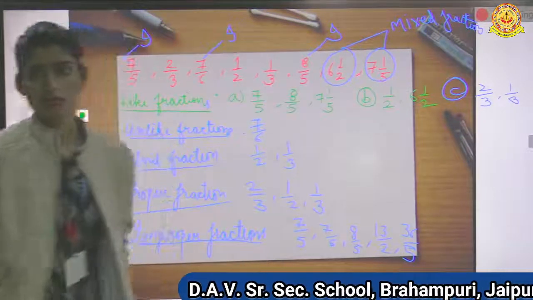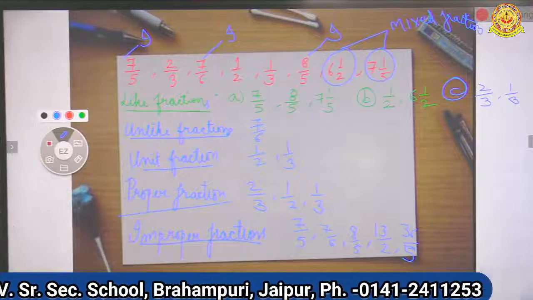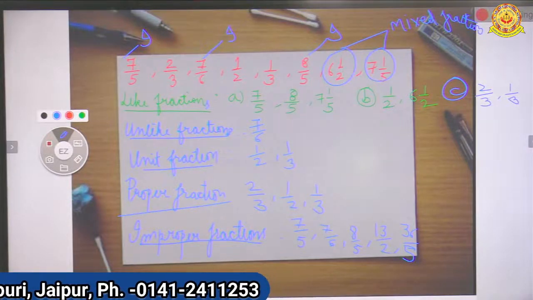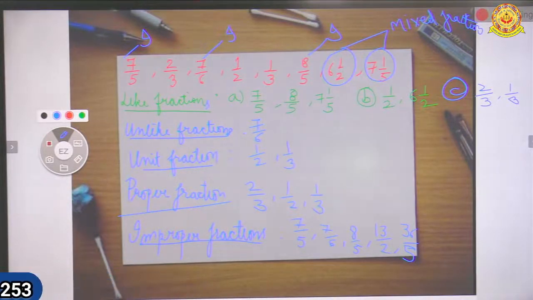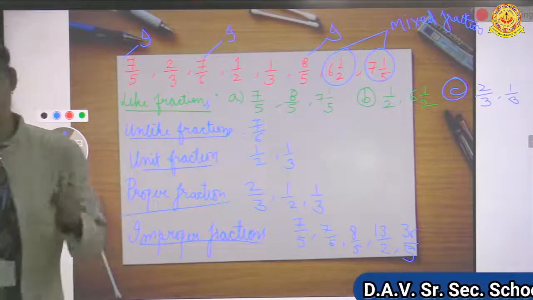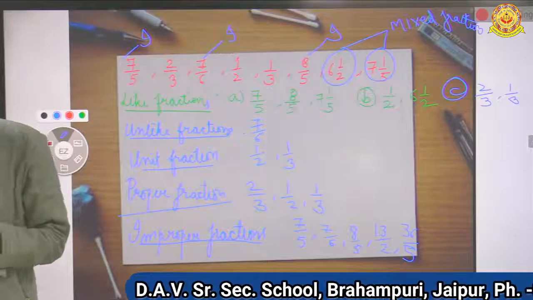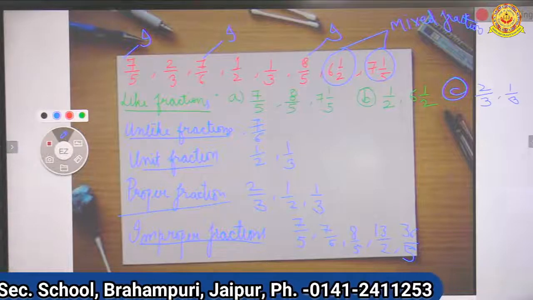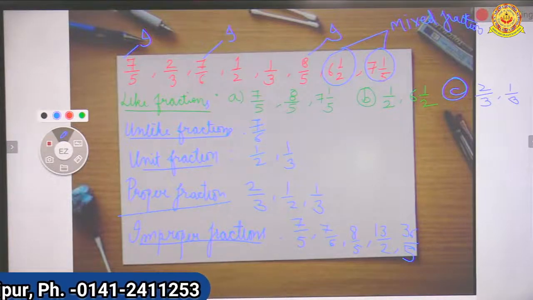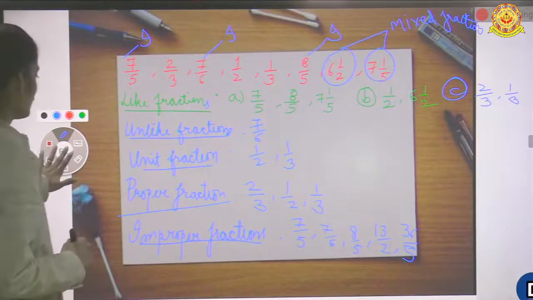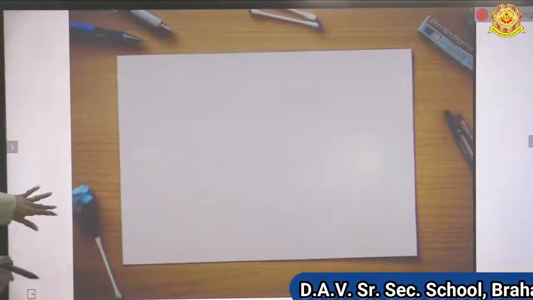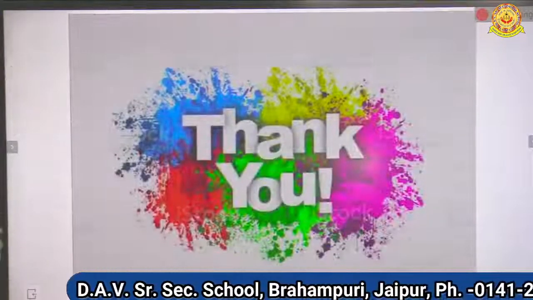Clear, everyone? Yes, ma'am. All the topics are clear to all of you? Yes, ma'am. First was the meaning of fraction. Second, the types of fractions that we have done. After that, equivalent fractions, simplest form I have told you, and some of the examples we have done. And that is all for today. Thank you, everyone. Have a good day, all of you.